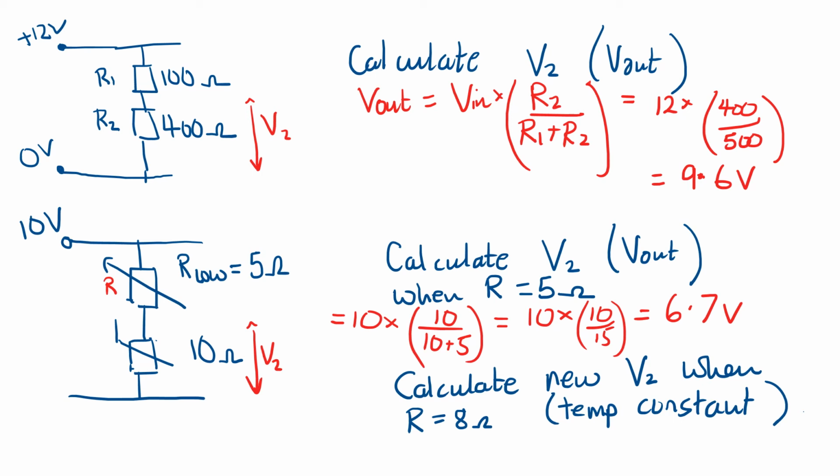Calculate the new V2 when R equals 8 ohms. Constant temperature. So let's just pause and think what we should get if we're increasing the resistance of R. That's going to increase the potential difference across R. V1 is going to increase, and so it should decrease V2, but let's see if that is the case from our calculation. Yes, indeed, we do find that as R increases, the variable resistor increases from 5 to 8 ohms. The potential difference across the thermistor drops from 6.7 volts to 5.5 volts. Temperature is constant here, so we assume the resistance of the thermistor stays constant.